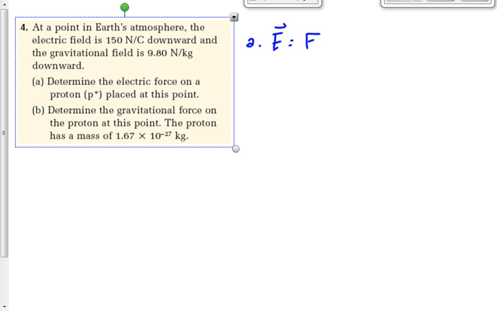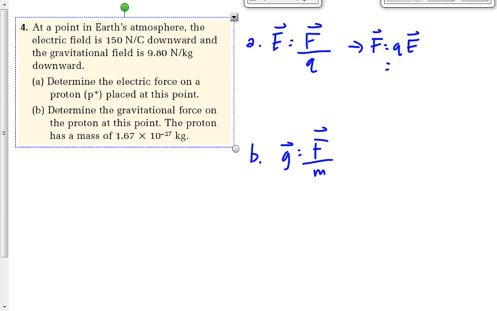is this one: E is equal to F over q. And the gravitational field experiencer equation is g equals F over m, which is really just F equals m times a, right? But a is the gravitational field, or acceleration of gravity. We're going to rearrange both of these equations to solve for F. In this case, the electric force is equal to q times the electric field.